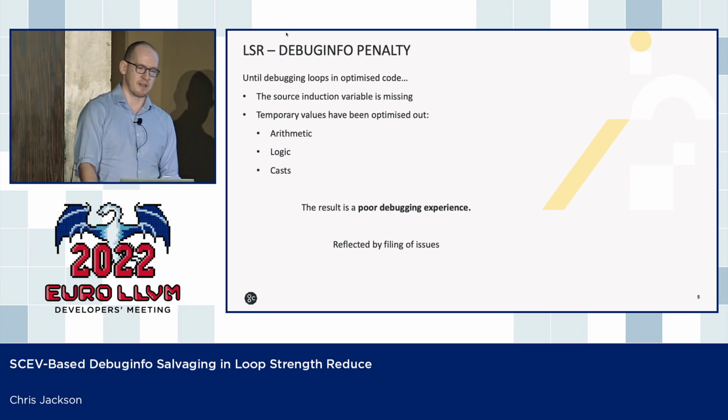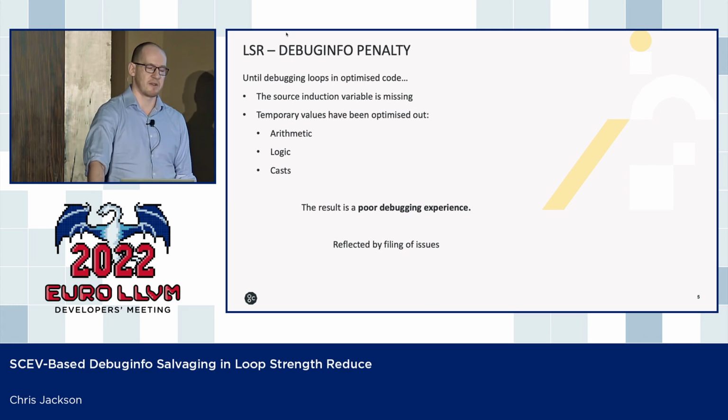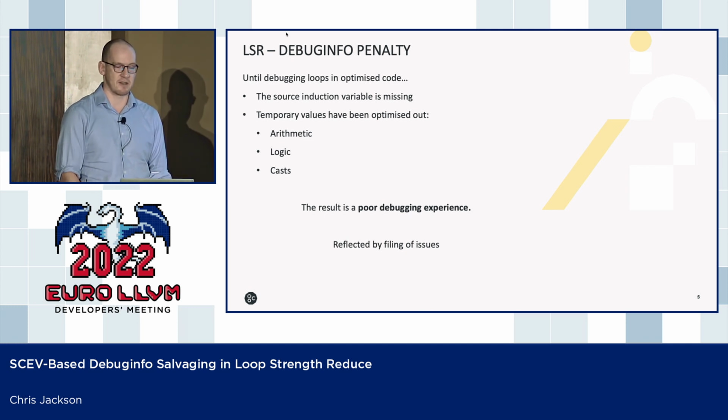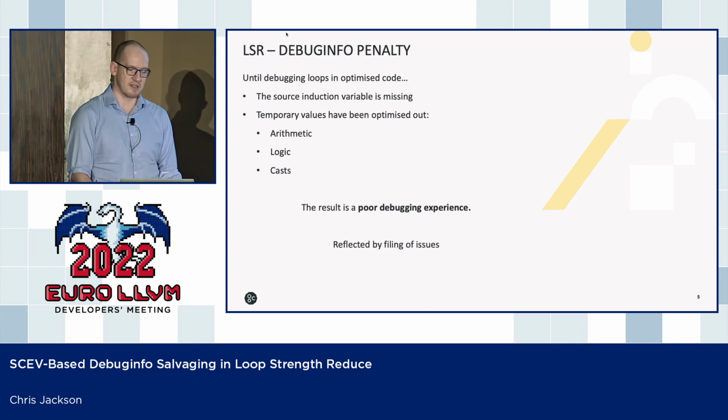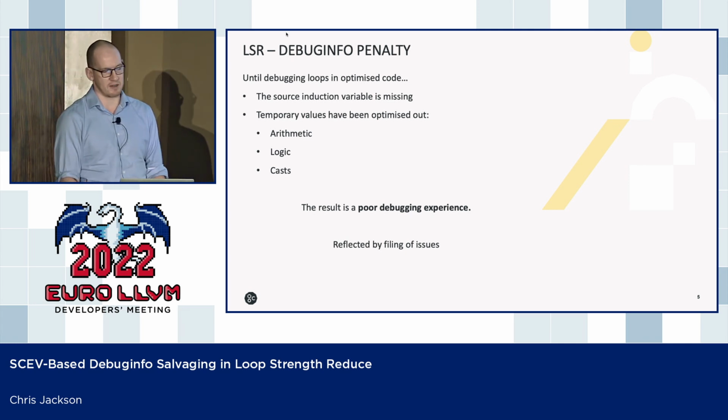Until, of course, we want to debug or step into some loops that have been optimized and run through LSR. And this can be difficult because sometimes the source induction variable can't be reproduced. It's been changed by LSR. And also the results of some operations are unavailable as some locations have been optimized out. And so if you step into a loop, and this has happened, that's a poor debugging experience, it's going to be hard to debug. And this was reflected by filing of issues.